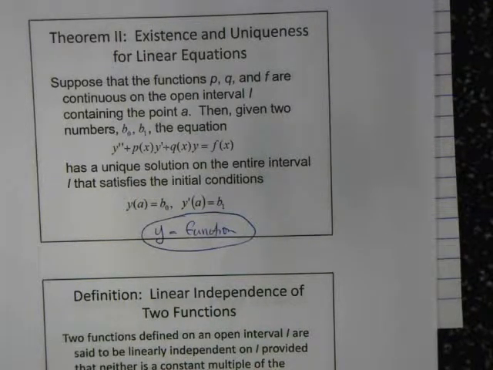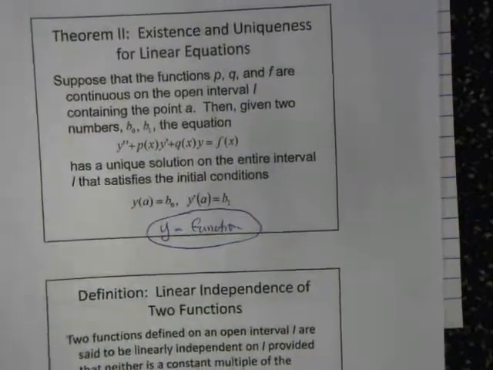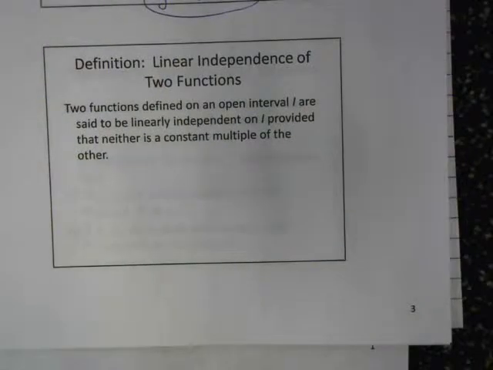So the last theorem said, if you can find answers, you can build an infinite number of answers. And this one now says, we promise you that you can find answers. So eventually we're going to get to the point where we say, here's how we find all the answers. And that'll be our important thing. All right, so to build up to that, we need another definition. Two functions defined on an open interval I are said to be linearly independent on I, provided that neither is a constant multiple of the other.